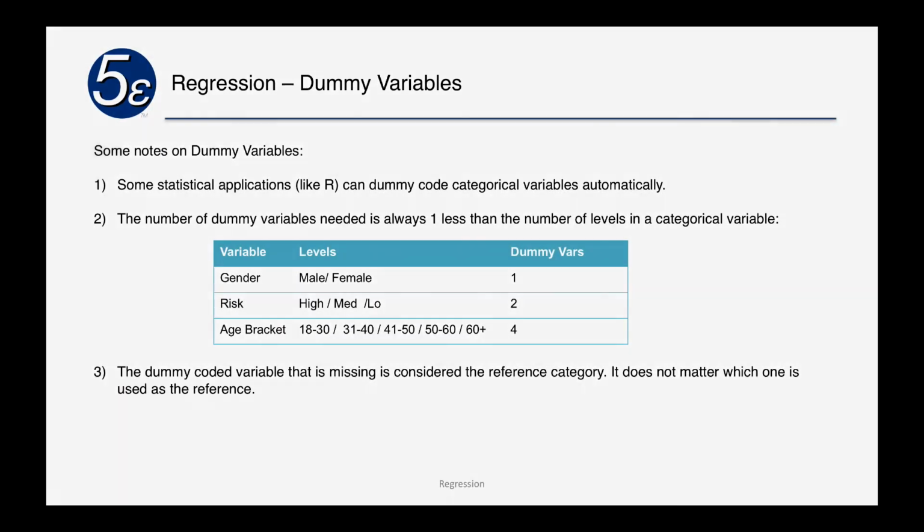So here's some notes on dummy variables. The statistical applications are going to handle this automatically for you. So we won't have to create ones and zeros, and we might not have to create our individual fields. But it's a good idea to know how this is done, and you might want to do it.